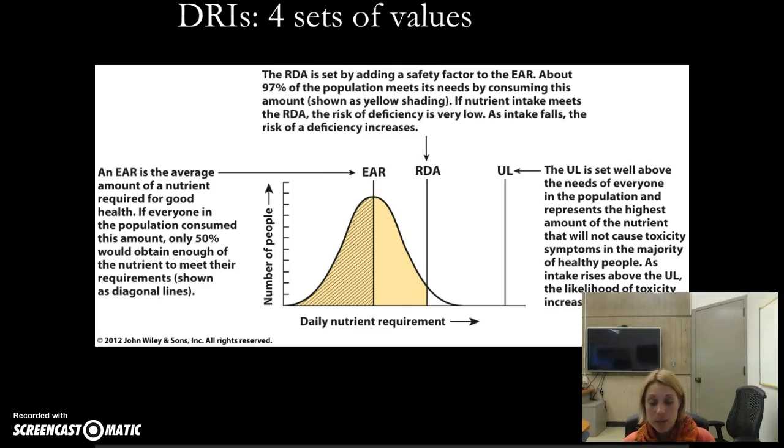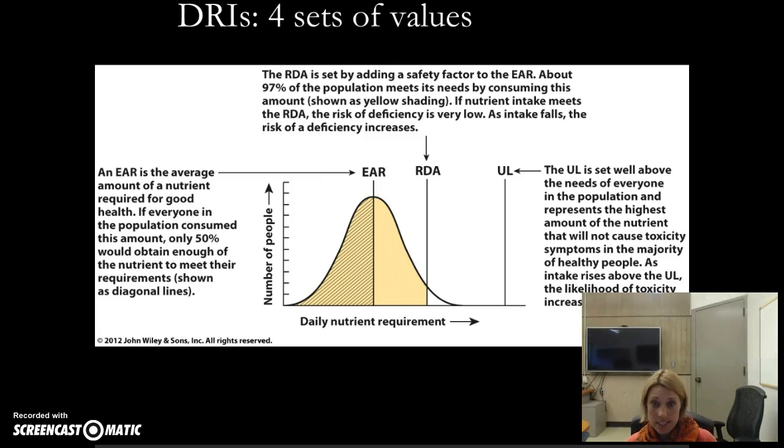For the RDA, we use 2 standard deviations from that EAR, which was the mean. When we look at the mean value that people needed, the amount that meets about 50% of the population's needs, the RDA is 2 standard deviations away from that, so it's the amount of a nutrient that meets 97% of a population's need. So that's the amount that is the most specific. We use it when there's enough information scientifically to say this is the amount of nutrient that somebody of a specific gender, life stage, and age group needs.